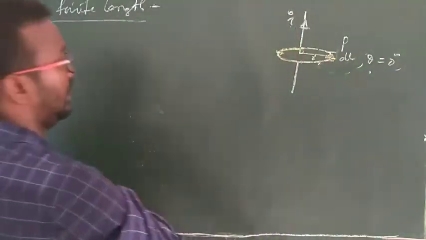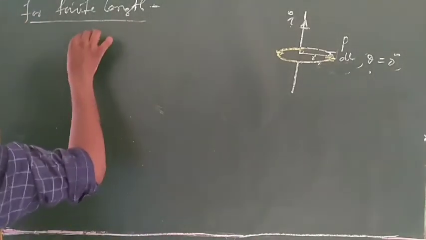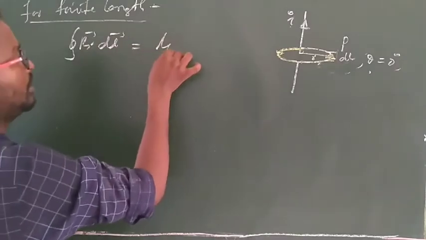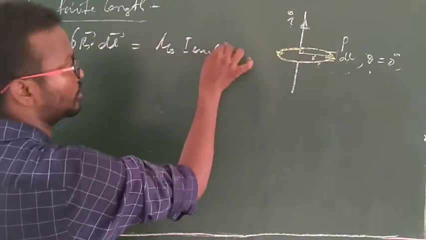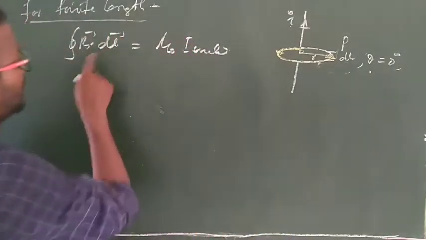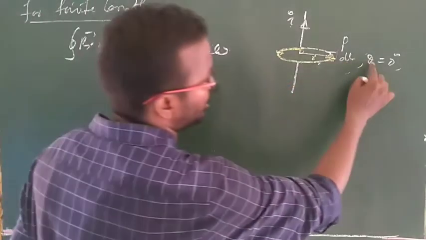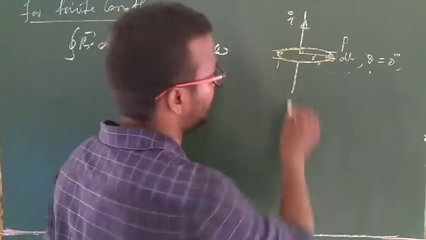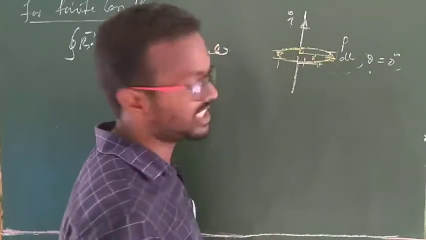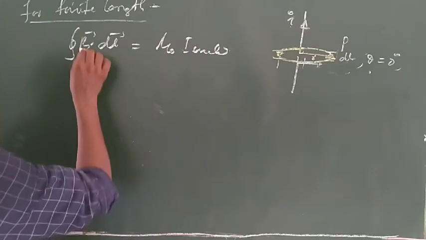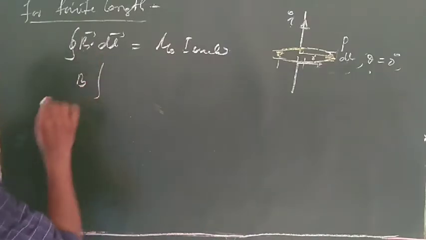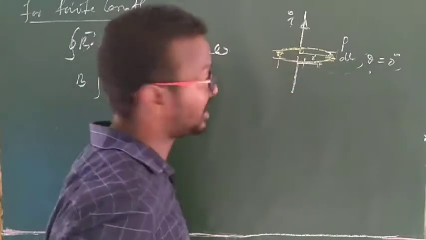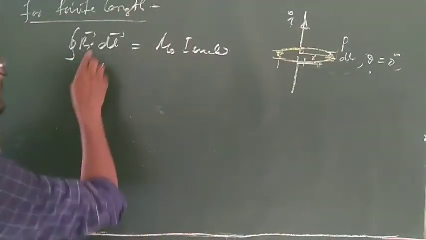Clear? So we can use Ampere circuital law, that is the closed integral of B dot dl equal to mu naught I enclosed. First, the angle between B and dl is 0 degree, and here also the angle between B and dl is 0 degree, and here also 0 degree. We can write B, which is a constant quantity, and here we have to find the magnetic field by using Ampere circuital law for finite length. That is B into dl.